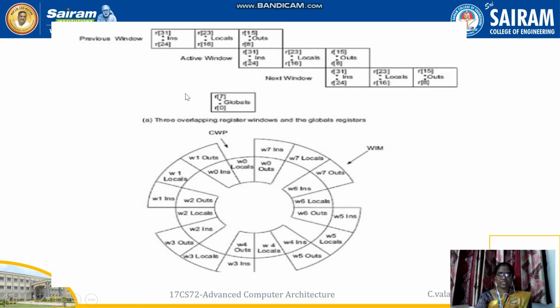Fine. Next is how these window registers are overlapped in procedure execution. First, we will see the diagram. The center window is called the active window. The one drawn above is the previous window. The one drawn below is the next window, right? So here, first you take the ins of the previous window. These ins are shared with the previous window.